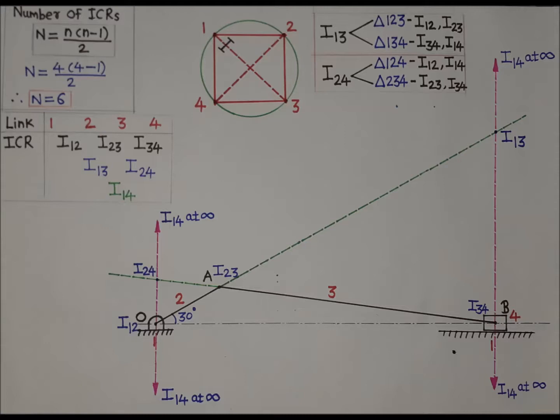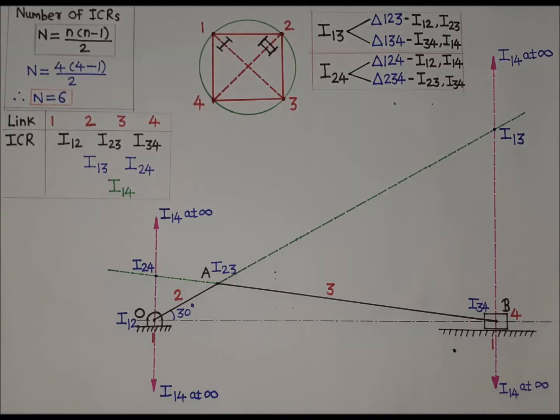As I24 is located in the circle diagram, draw a line joining 2 and 4. This line in the circle diagram will represent ICR I24. On this line, write Roman digit 2 as it is located after I13. All 6 ICRs are located.